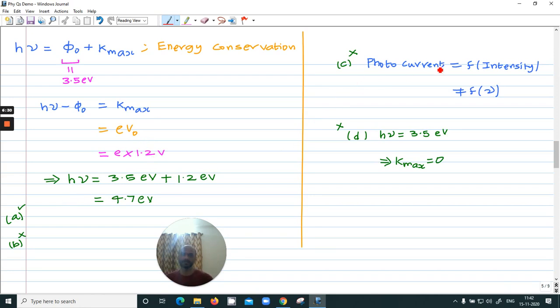The photocurrent depends on the intensity of the incident light. If the intensity is more, then the number of photons hitting the metal plate is more. So the number of photoelectrons ejected will be more. So the current will be more. But it does not depend on the frequency of the incident photons. When the energy of the incident photon is just equal to the work function, the kinetic energy of the photoelectron will be 0 and the current will just start flowing. I hope this cleared your doubt.